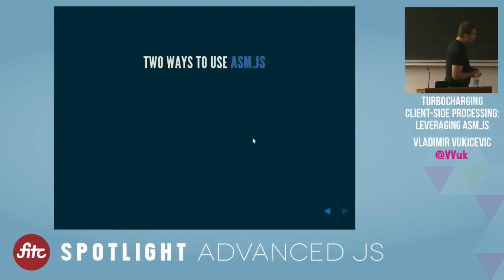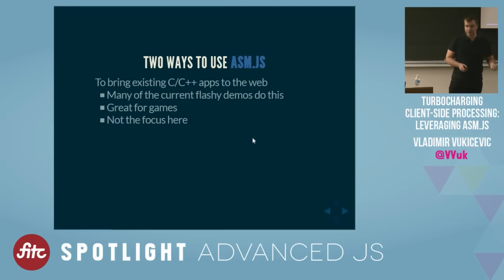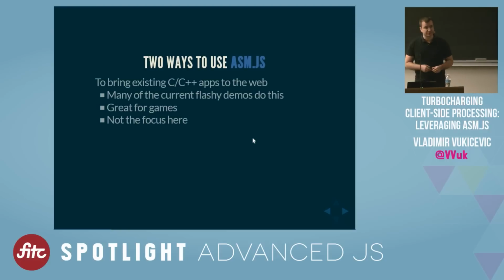So there's really two ways to use asm.js. The first one is what we've seen a bunch of demos from Mozilla and from others do right now, which is to bring existing C and C++ apps to the web. The current very flashy demos do this because, especially where games are concerned, games demand a lot of performance. They demand a lot of capabilities from the platform. They demand a lot of assurances. To hit 60 frames a second, you have to be able to do a lot of work within 16 milliseconds, every frame consistently. If you can't do that, you get janky frame rate, you get a bad user experience.